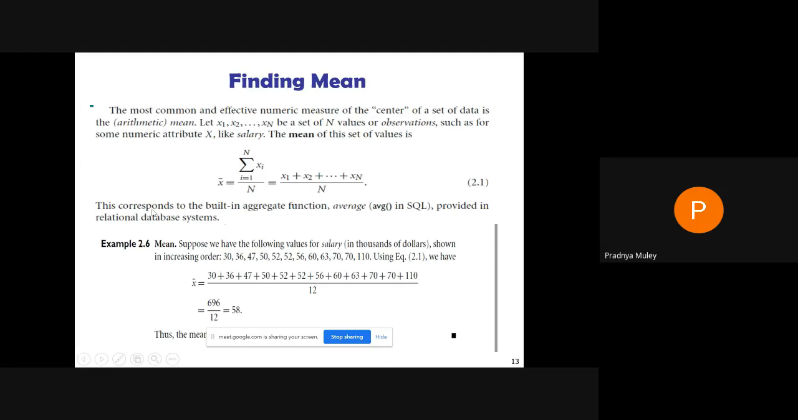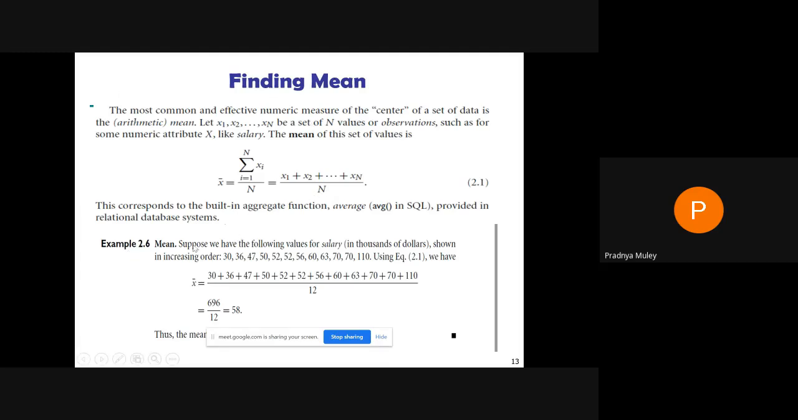So this corresponds to the built-in aggregate function average in SQL, provided in relational database systems. So mean is nothing but the average, which is calculated by addition of all the data points divided by the number of data points. So this is called the mean.